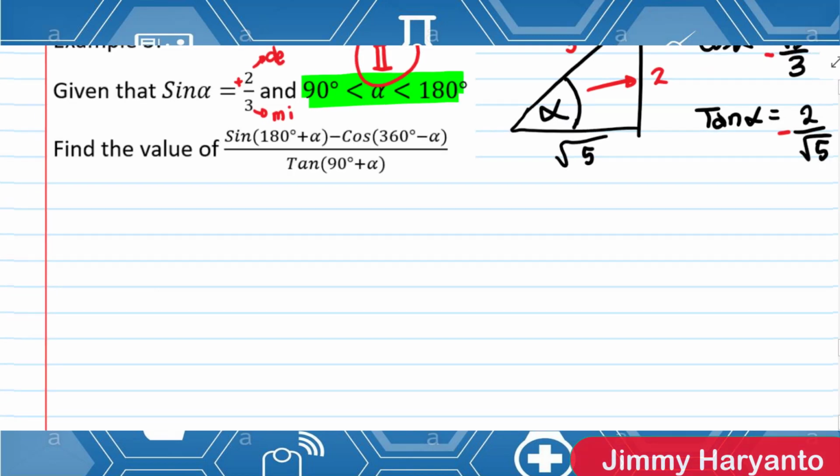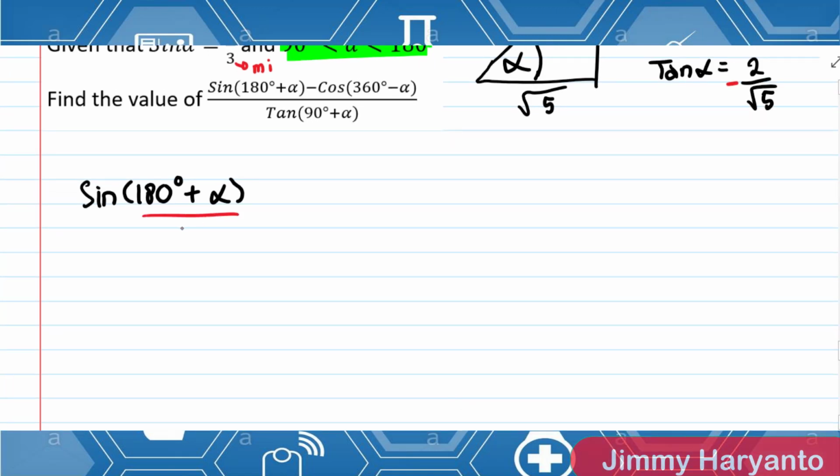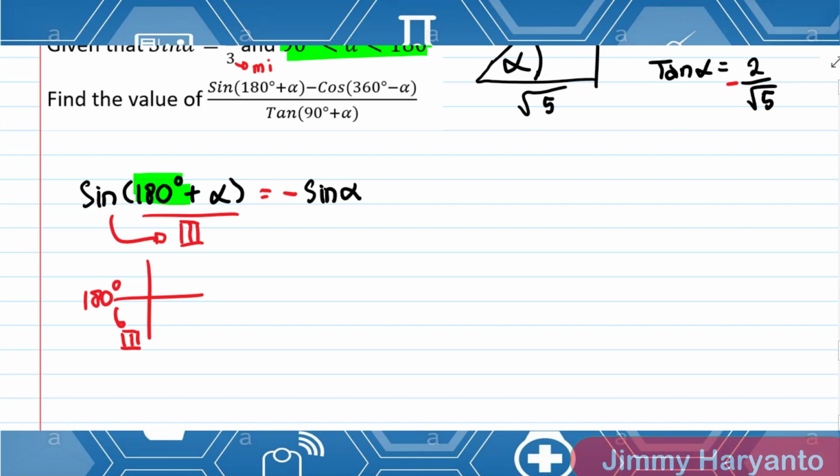Now take a look at the question. The question wants us to find sine 180 plus alpha. It's not simplified, so you have to simplify this form first. 180 degrees plus alpha is in quadrant 3, because this one is 180 and then plus something lands right here, quadrant 3. Sine in quadrant 3 is negative, and the reference angle is 180, so you don't have to change the function. It's negative sine alpha.